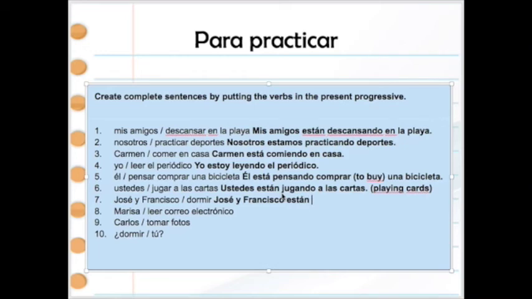Muy bien, corrected it for me. Están, and this is another one, right? We have to change that O to a U. Durmiendo. Están durmiendo. They are sleeping.